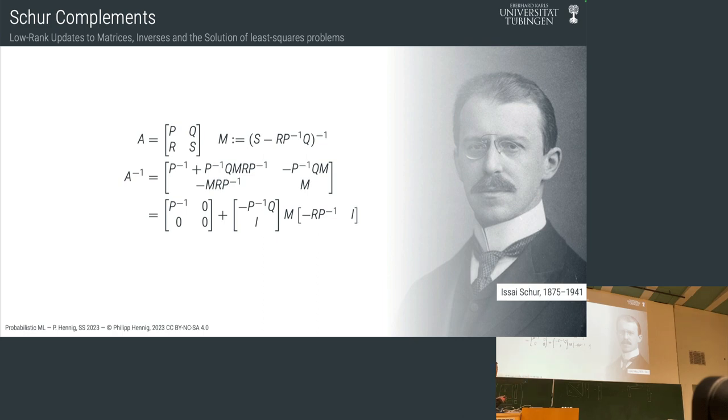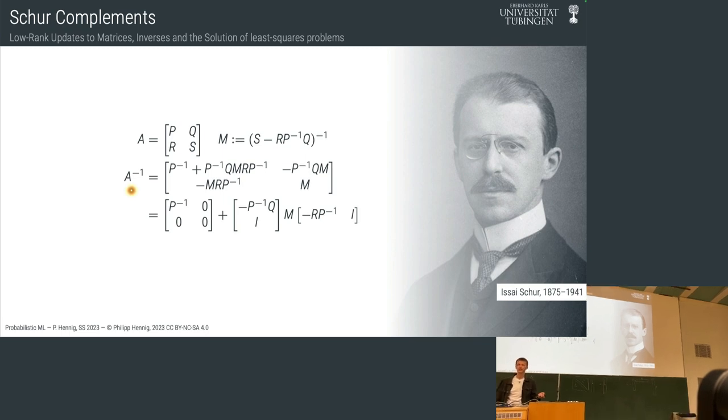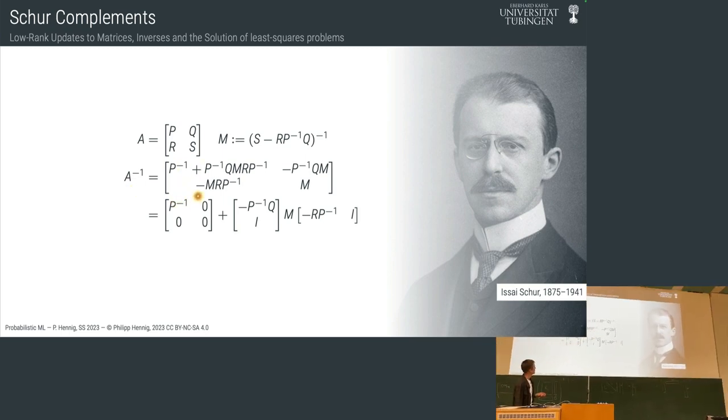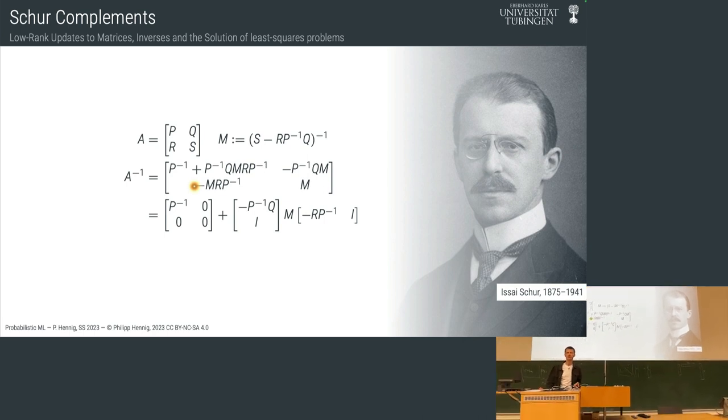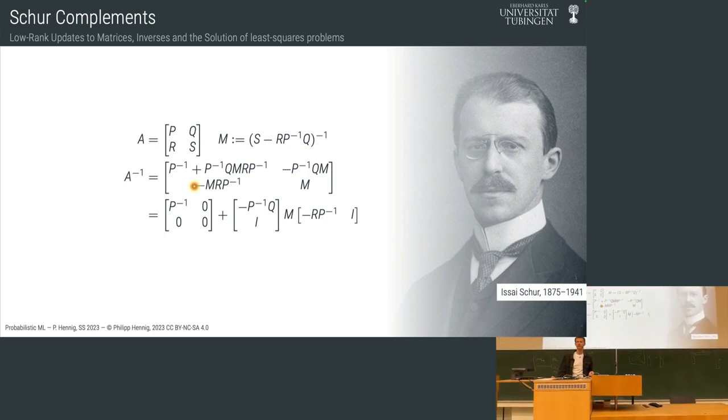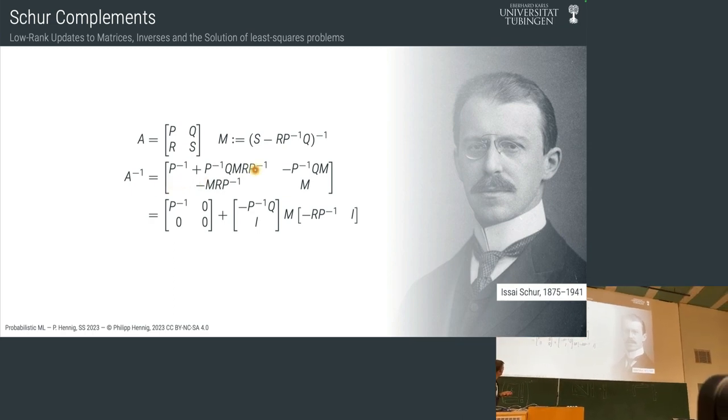Now he says, if you have a matrix that looks like this, this is a matrix A, which can be separated into blocks, where each of P, Q, R, and S is a matrix, a rectangular matrix in general, then you can compute the inverse of this matrix, assuming it exists, as this object, assuming that all the inverses in that representation exist. So if all the inverses on the right-hand side exist, then the inverse on the left-hand side exists, and vice versa.